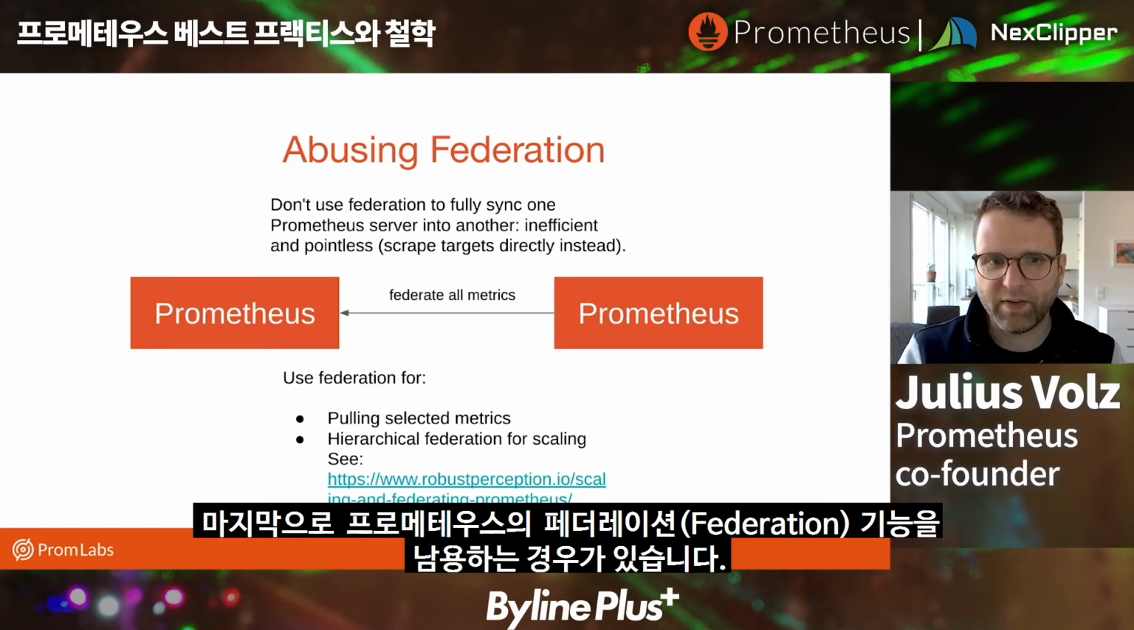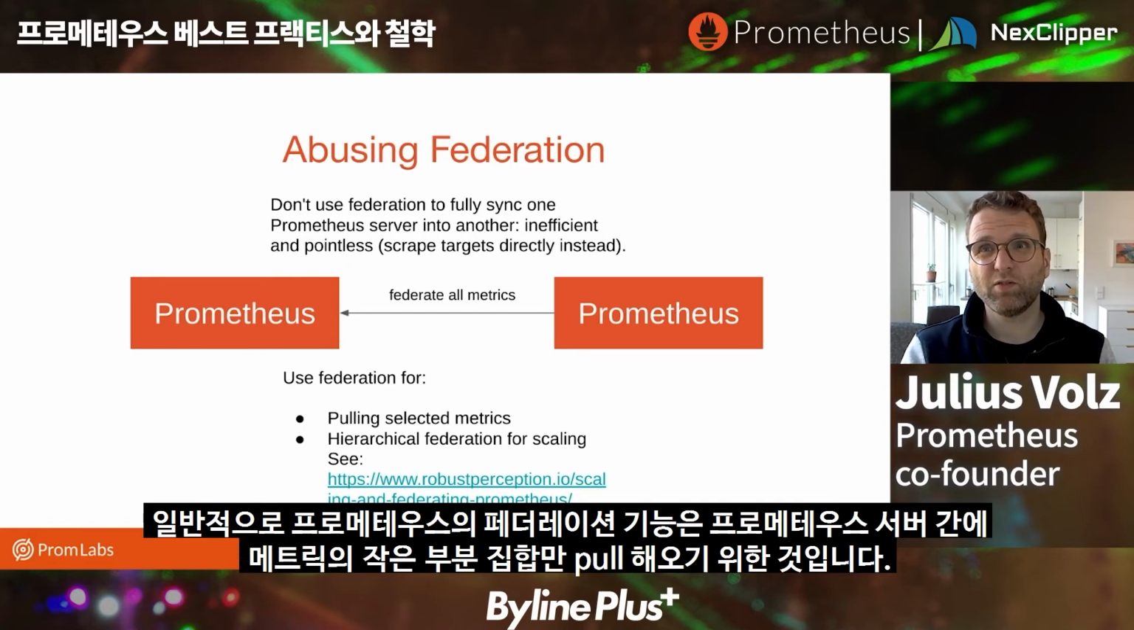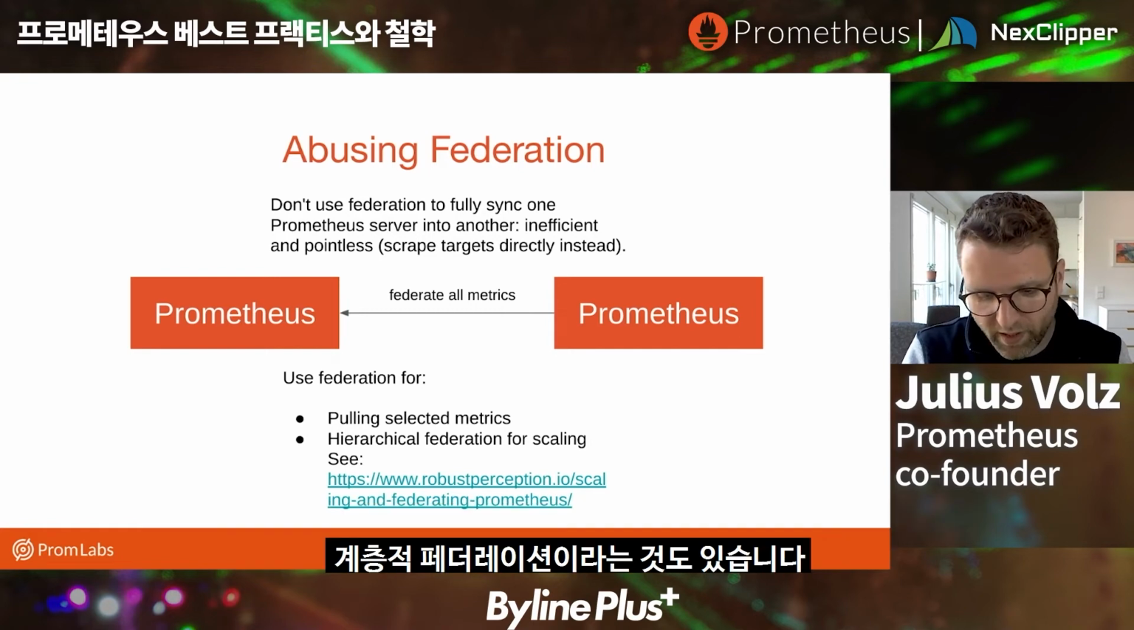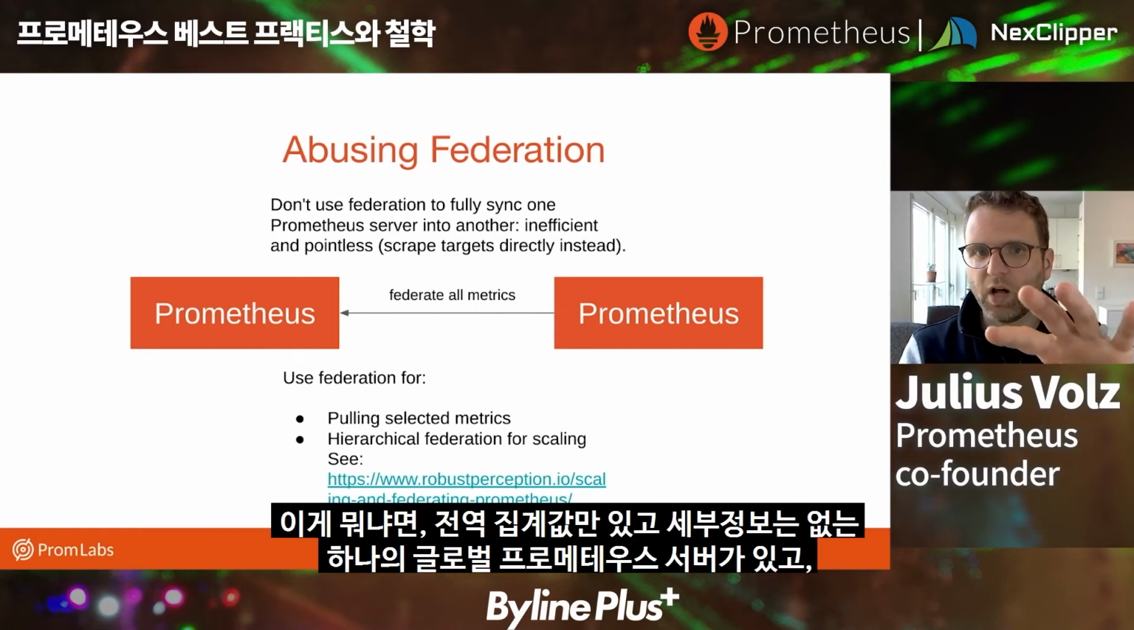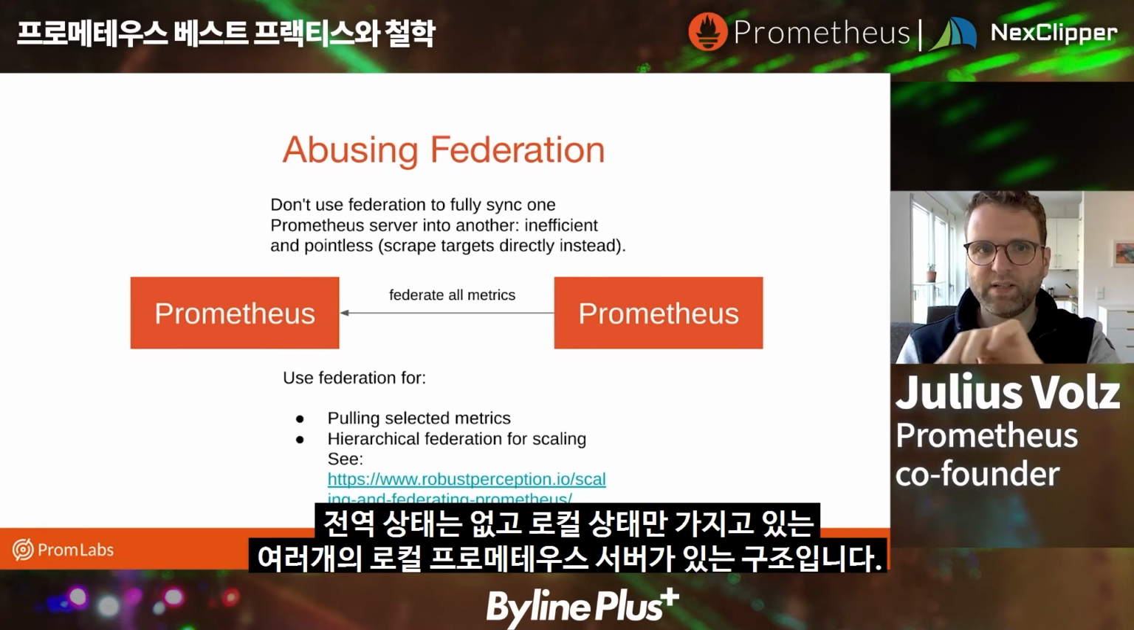Okay, so finally, there's also the abuse of the federation feature of Prometheus. Typically, the federation feature in Prometheus is meant for only pulling a small subset of metrics from one Prometheus server to another. Or for hierarchical federation, where you have a global Prometheus server that does not have all the detail, but global aggregations, and you have multiple detailed local Prometheus servers, let's say one in each data center, that has the full local state, but not the global one.